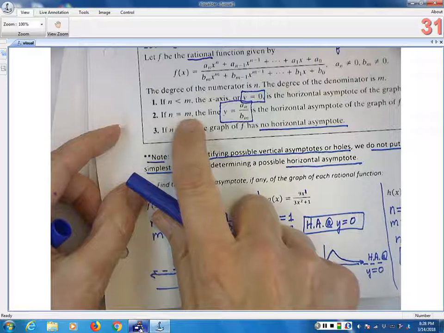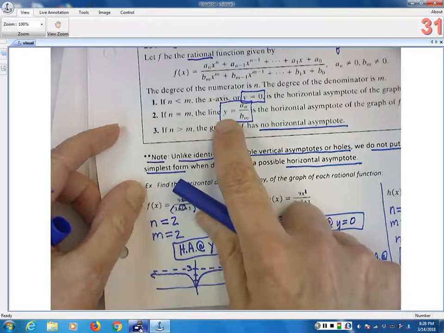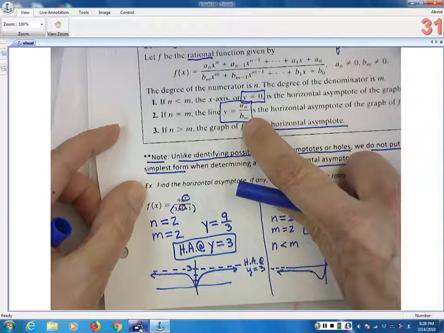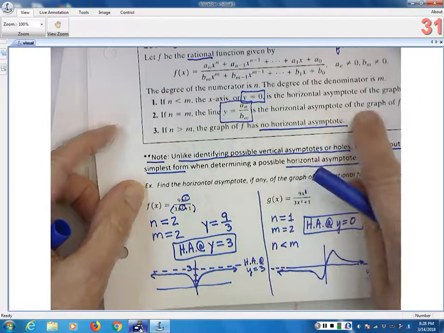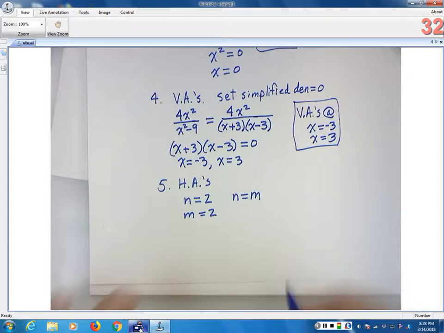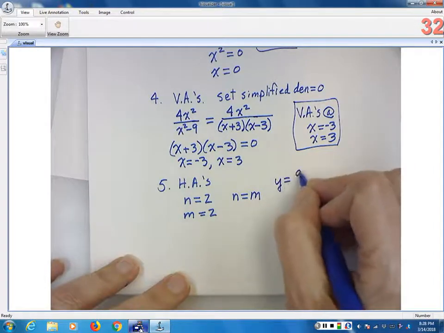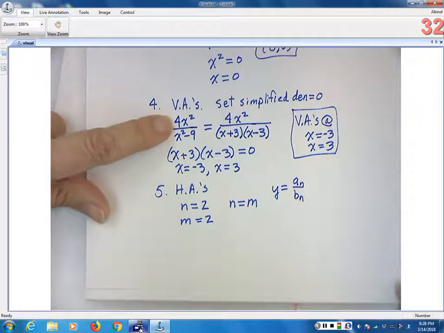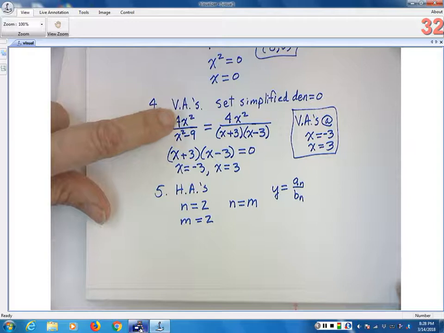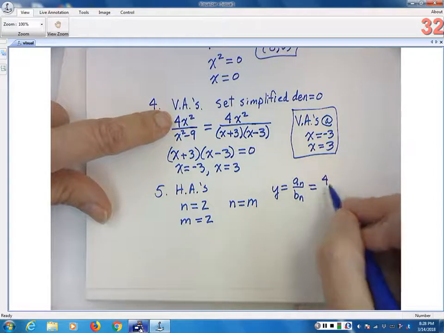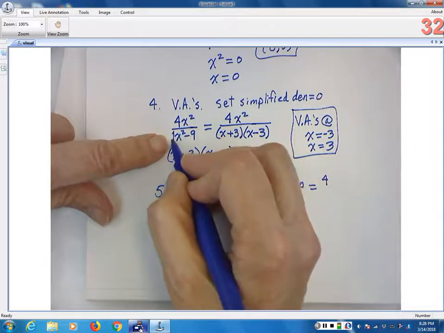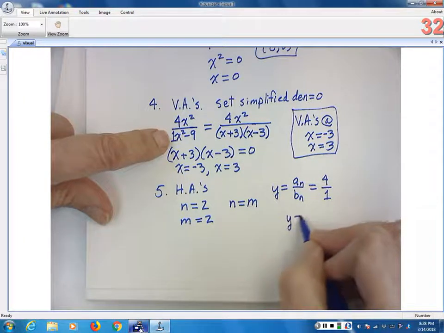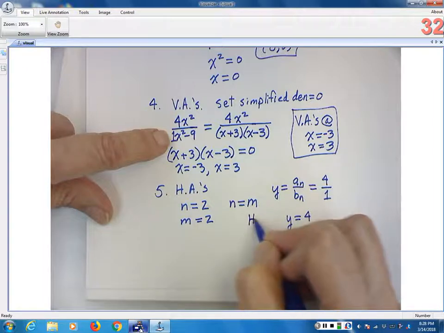Degree of the numerator equals the degree of the denominator. So the line y equals the leading coefficient of the numerator divided by the leading coefficient of the denominator is the horizontal asymptote. So you could even write y equals a sub n over b sub n. Let's look, here it is, the leading coefficient of the numerator is 4. The leading coefficient of the denominator is an understood 1. So the line y equals 4 is a horizontal asymptote.